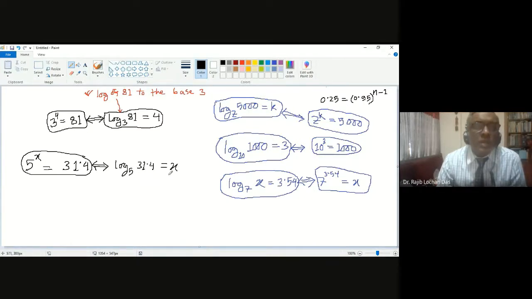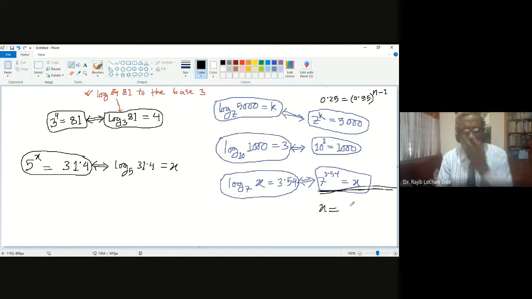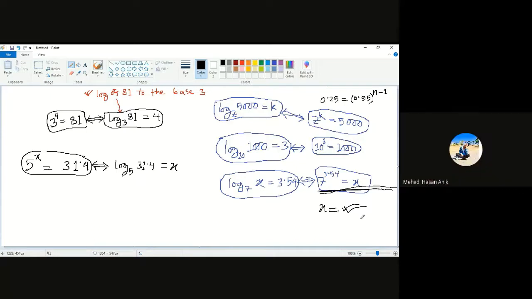So how can you find the x value now? In this case, there is one x value, 7 to the power 3.54, so you can find out what the x value is. About 7 to the power 3.54, this is easy. Everyone can find this. Is it true? Everyone can find this x value? Yes, sir.